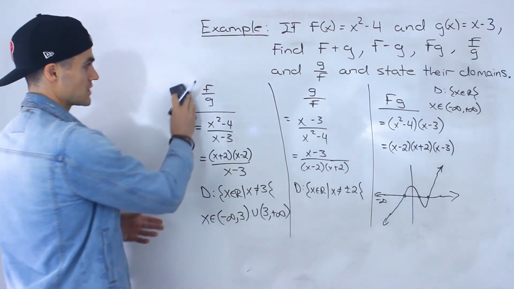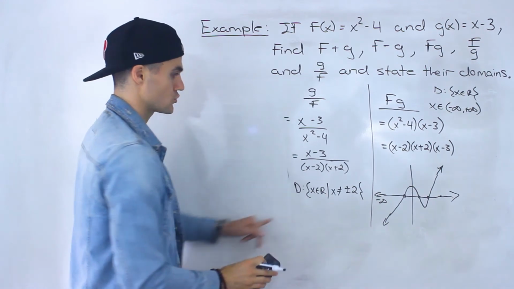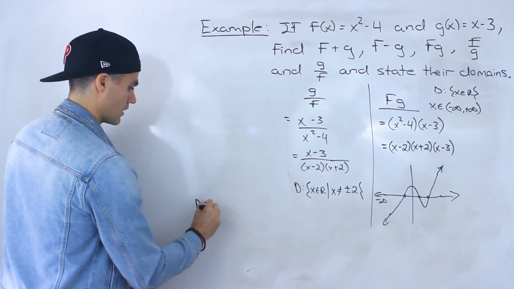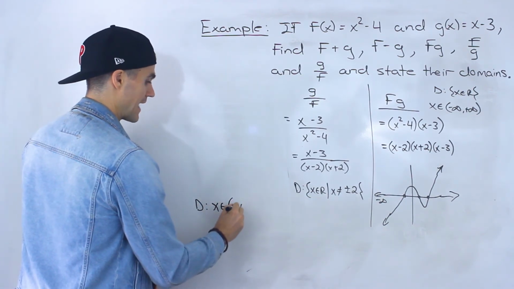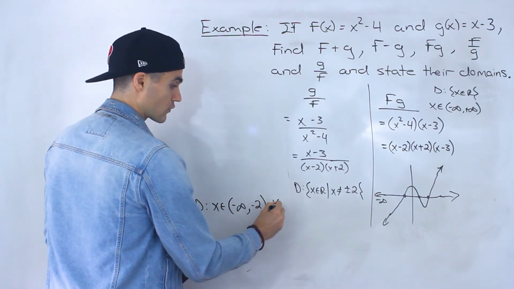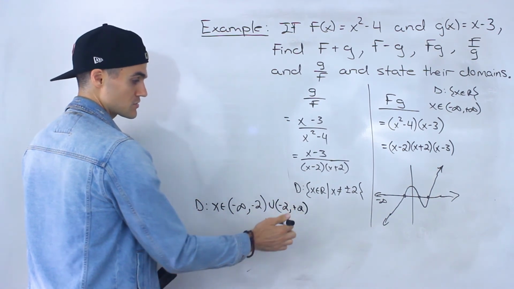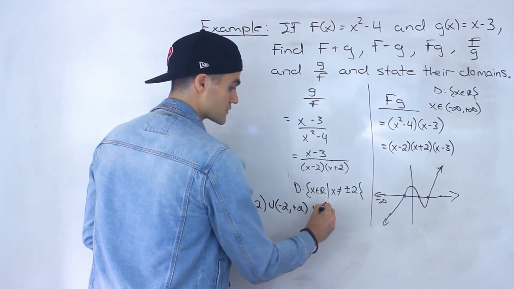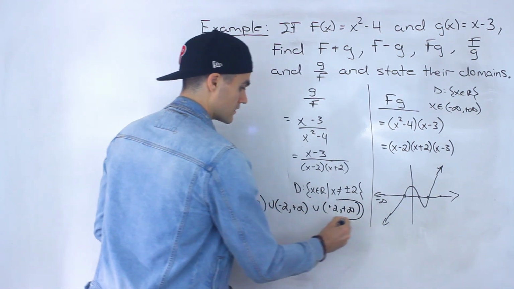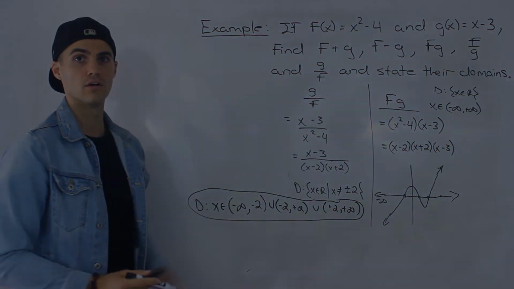In interval notation, it's actually going to be a longer line. There are going to be more intervals because there are 2 of these restrictions. So in interval notation, x is an element from negative infinity to negative 2, or from negative 2 to positive 2, not inclusive of negative 2 and not inclusive of positive 2, or from positive 2 to positive infinity. That would be the domain for that function.